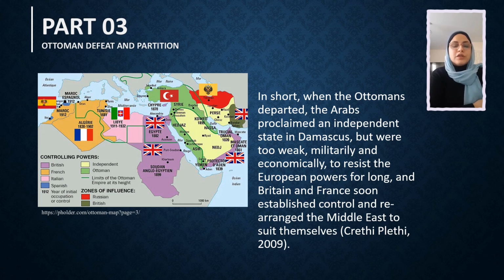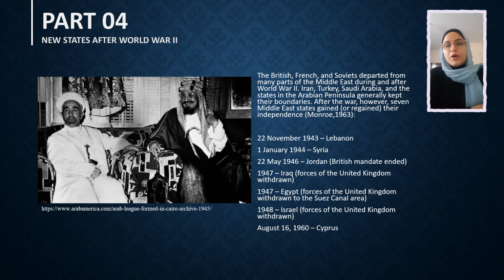So on to number 4. Part 4: New states after World War II. The British, French and Soviets departed from many areas of the Middle East, which also affected the area. Iran, Turkey, Saudi Arabia and the states in the Arabian Peninsula generally kept their boundaries. After the war, however, 7 Middle East states gained or regained their independence.